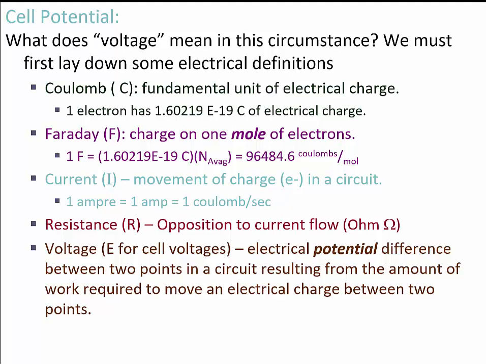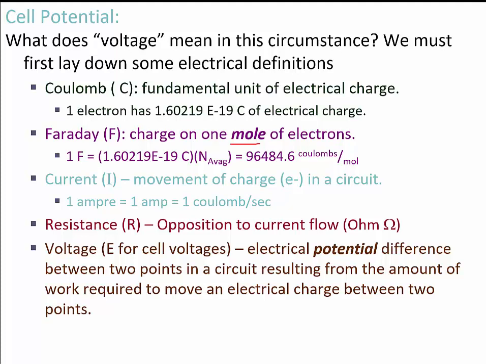We're going to lay down some of these other terms for us. The coulomb is the fundamental unit of electrical charge. 1 electron has 1.602 times 10 to the minus 19 coulombs of electrical charge. A Faraday is the charge on 1 mole's worth of electrons, which we're going to see is going to be more useful for us as chemistry people. So 1 Faraday is going to be 1.602 times 10 to the minus 19 coulombs times Avogadro's number, or 96,484 coulombs per mole.